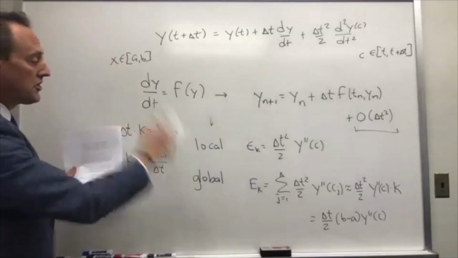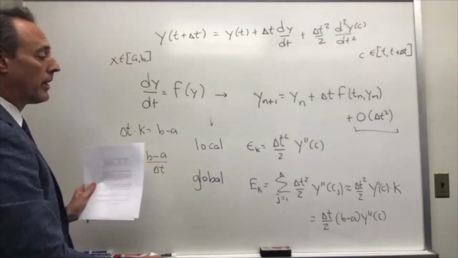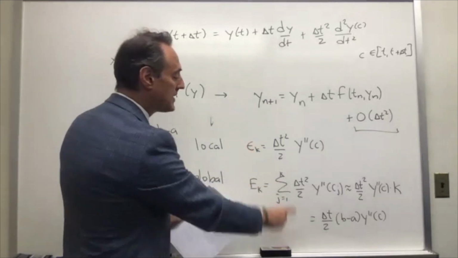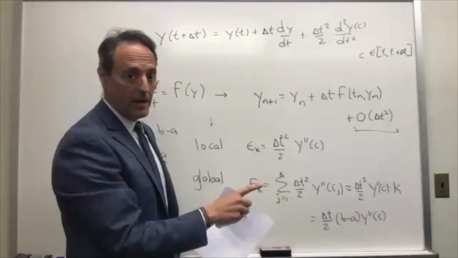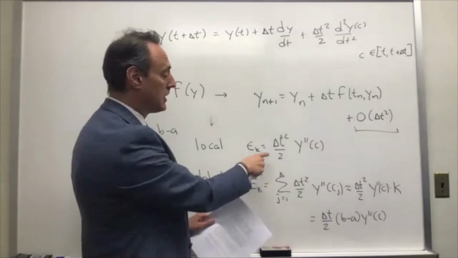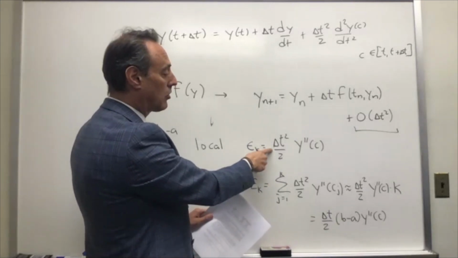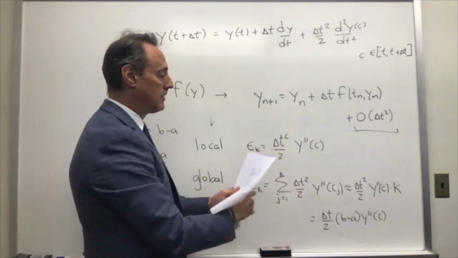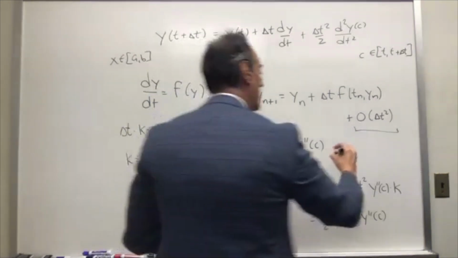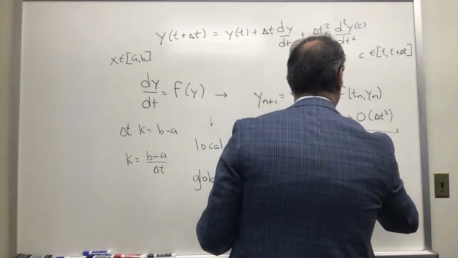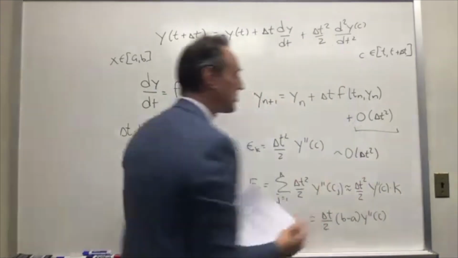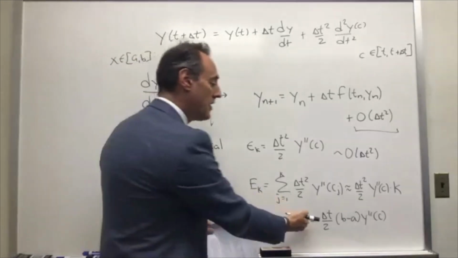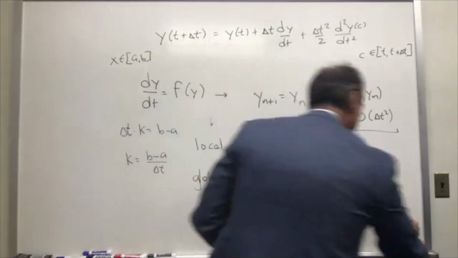All right. So this is the concept between local and global error. And the important thing I want to point out here is, what does this tell you about the error as a function of delta t? Notice that the local error scales like delta t squared, right? So this is like order delta t squared. So it goes to 0 as delta t goes to 0. And this here goes like delta t.